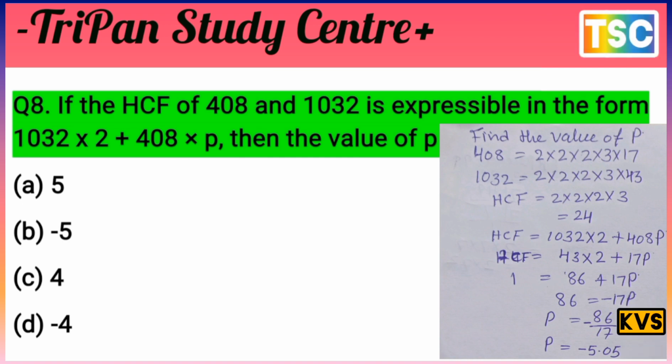And here the remainder part is also important. Here 24 is equal to 1032 into 2 plus 408p. For 1032, the remainder part is 43 into 2, that is 86. And the next is 408.